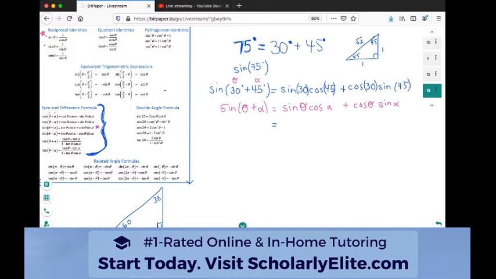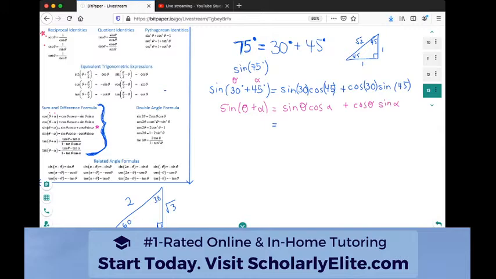Give me 1 second, guys. So we've got the side opposite 30 is 1, the hypotenuse is 2, and this is root 3. Okay, good. Sorry, because I always flip those around, and I don't want to give you guys the wrong numbers.